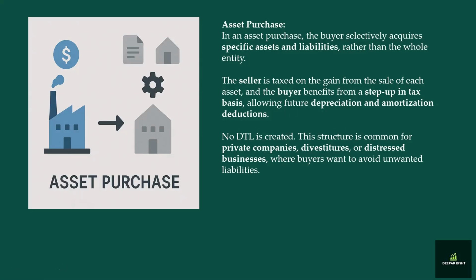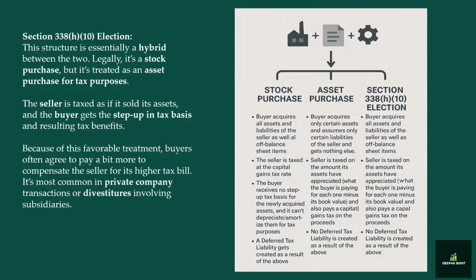Now let's briefly discuss section 338(h)(10). Here the company shares are being bought, but this will be taxed like an asset purchase. Here the buyer takes all the liabilities. Yes, the buyer does take all the liabilities. The seller has to pay taxes on the asset and the capital gains.